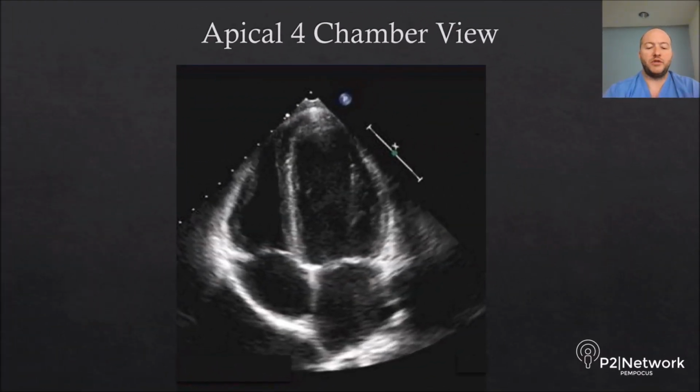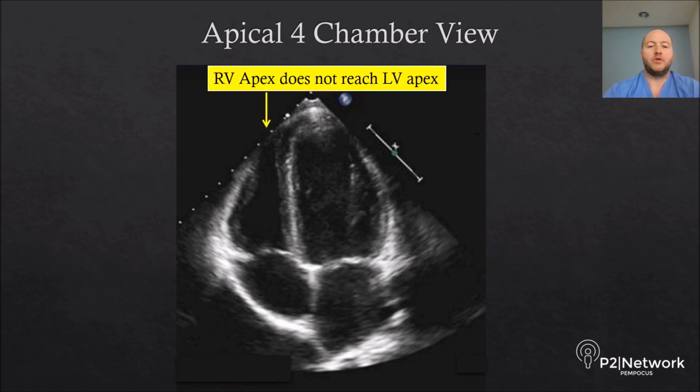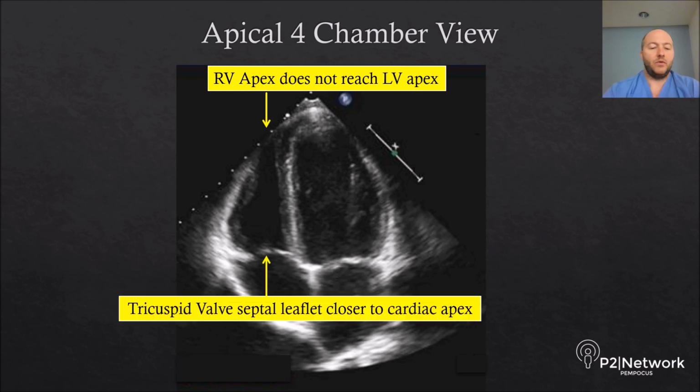We want to make sure that we have always properly oriented ourselves. Two ways to do this are to remind ourselves that the right ventricular apex does not generally reach the true apex of the heart. Secondly, we remember that the tricuspid valve septal leaflets are generally closer to the cardiac apex than the corresponding mitral valve leaflets.